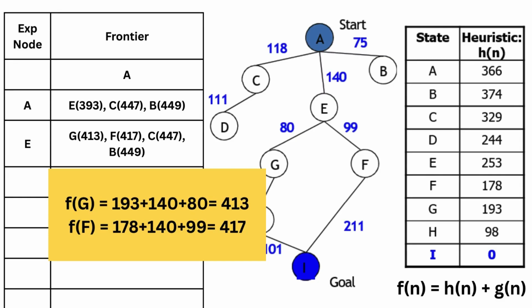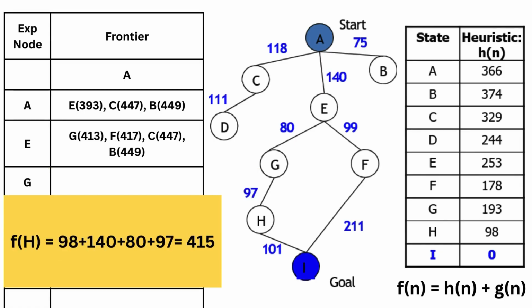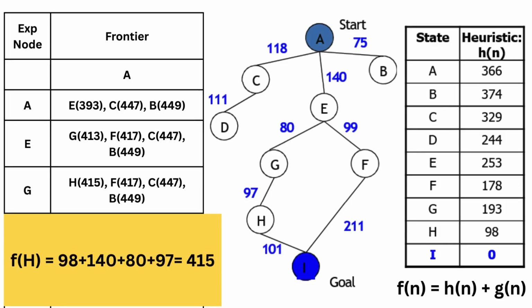So now the node with the least cost in the queue is G. We will dequeue it and explore its children. It has only one child, H. Let's calculate the total cost for the H node. The heuristic cost from H to the goal is 98 and the total cost to reach from A to H is 140 plus 80 plus 97. It will be inserted at the first position in the priority queue as it has the least cost.